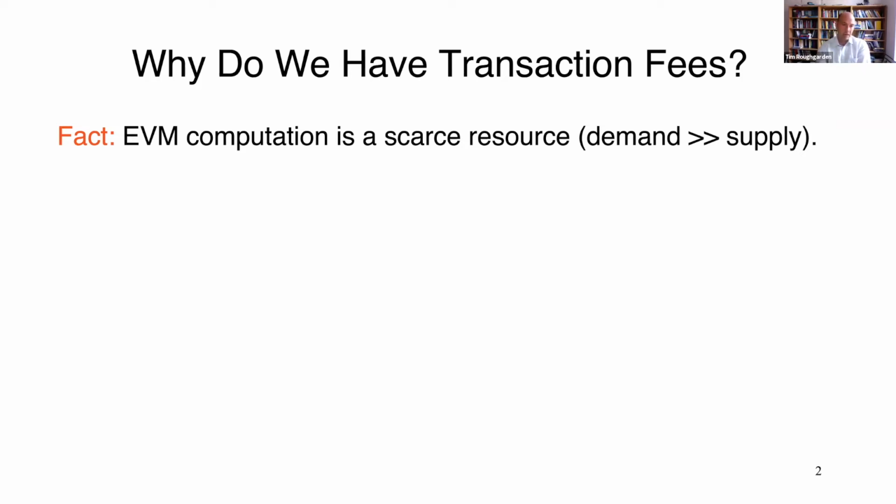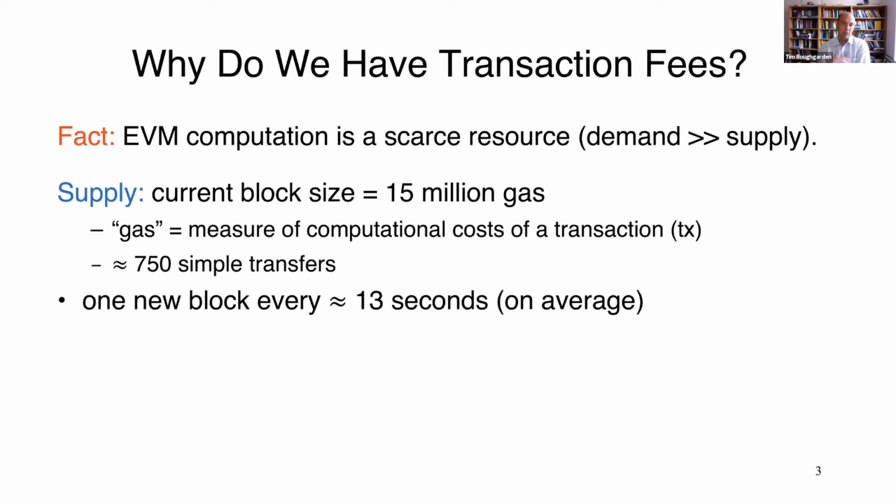So, for example, on the Ethereum network, there are many more people who would like to get access to the EVM, the Ethereum virtual machine computation, than can. So by supply here, what do I mean? Well, just focusing on Ethereum, there's periodically a block, on average every 13 seconds, and the blocks have a maximum size. Size here is measured in gas, which is a proxy for the computational and storage cost required by a transaction. So every 13 seconds, a 15 million gas block is published, and that's enough for maybe roughly 750 of the very simplest transactions. More complex transactions take a lot more gas.